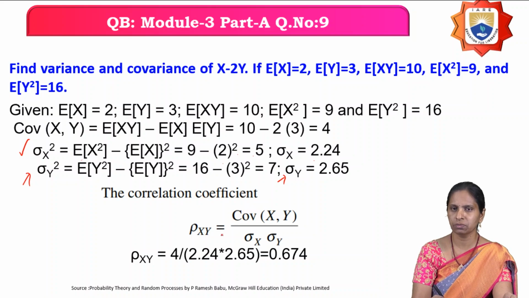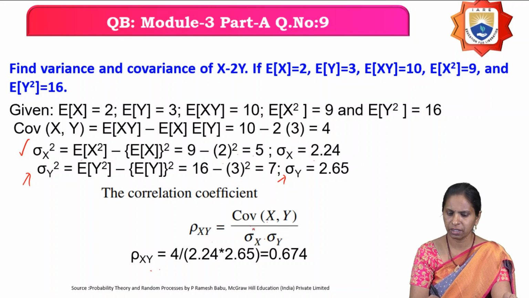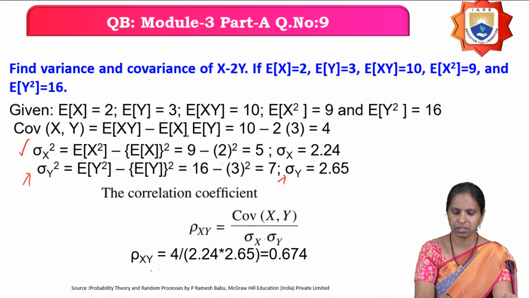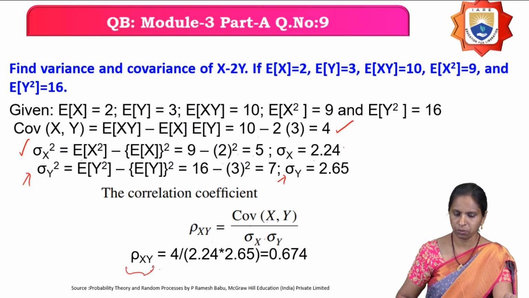Then what is the correlation coefficient formula? Rho xy is equal to covariance of x comma y by sigma x into sigma y. So from this, rho xy equals covariance. What have they given here? Covariance is E of xy minus E of x into E of y. What is E of xy here? 10 minus, E of x is 2 and E of y is 3. Therefore, 4 by sigma x into sigma y. Then you get the correlation coefficient of the two random variables x and y.